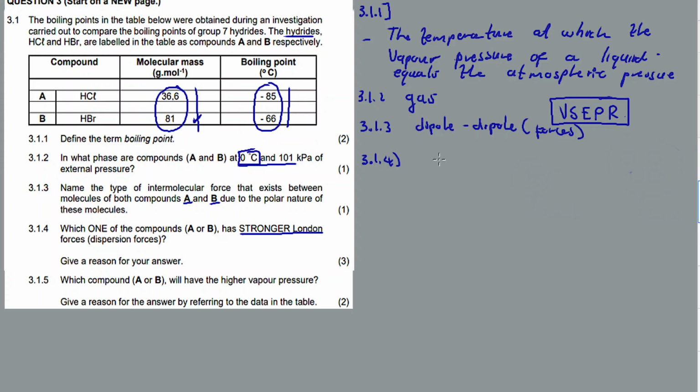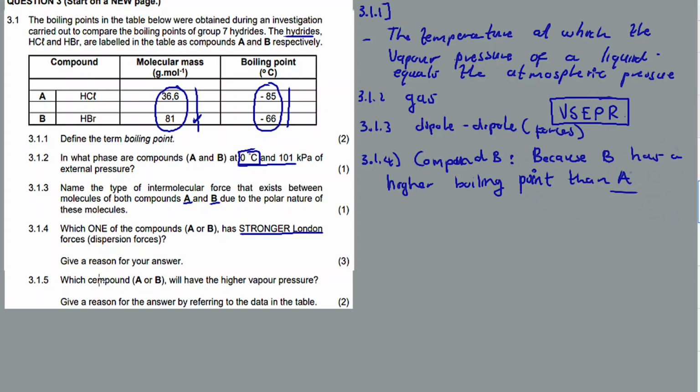So which has stronger London forces? It's definitely compound B. Why? We explain by the boiling point, because B has a higher boiling point than A.